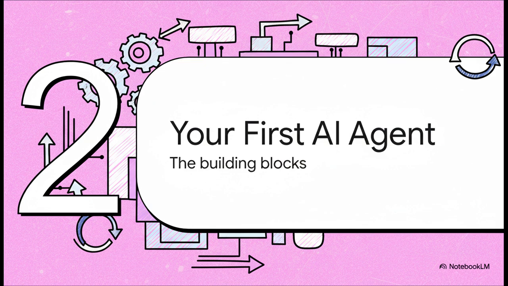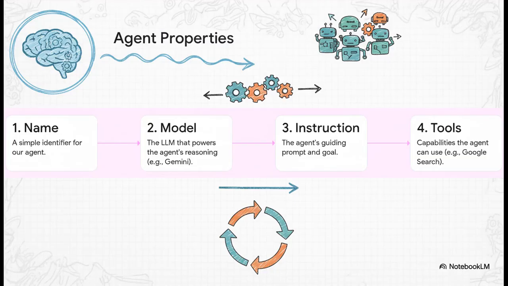Moving on, now that we've got a handle on what an agent is, let's get into what one is actually made of. And you know what? You're probably going to be surprised by how simple the core parts really are. Building a basic agent really just boils down to these four things. You give it a name, just so you know what to call it. You pick a model, which is basically its brain, like Gemini. You write an instruction, which tells it its job and its personality. And this is the most important part, you give it a set of tools. These are the actions it's allowed to take.